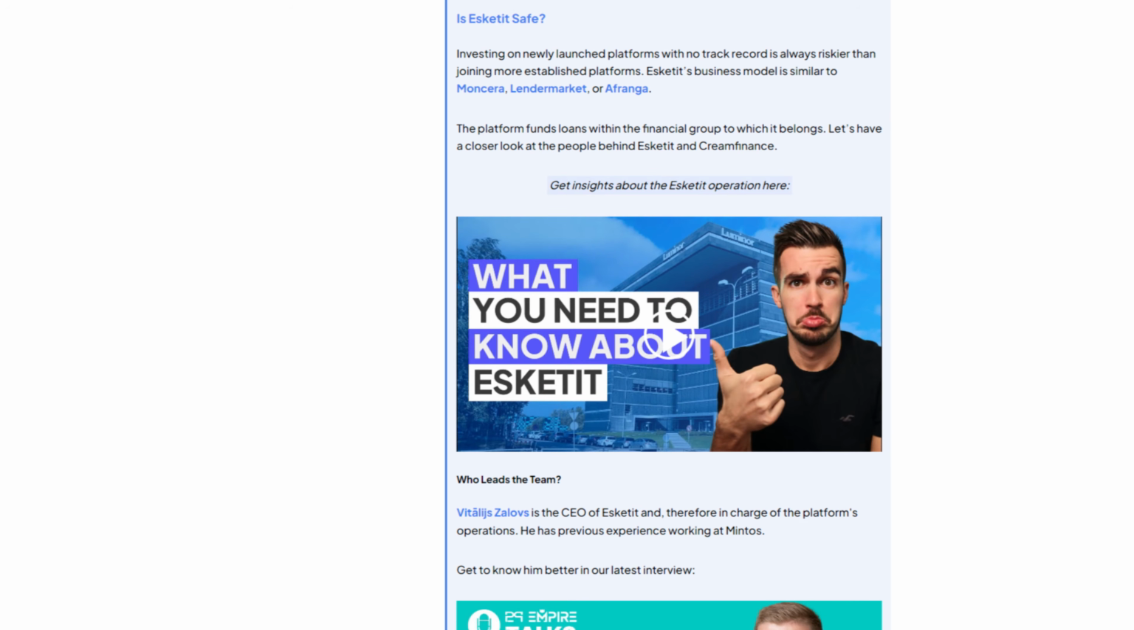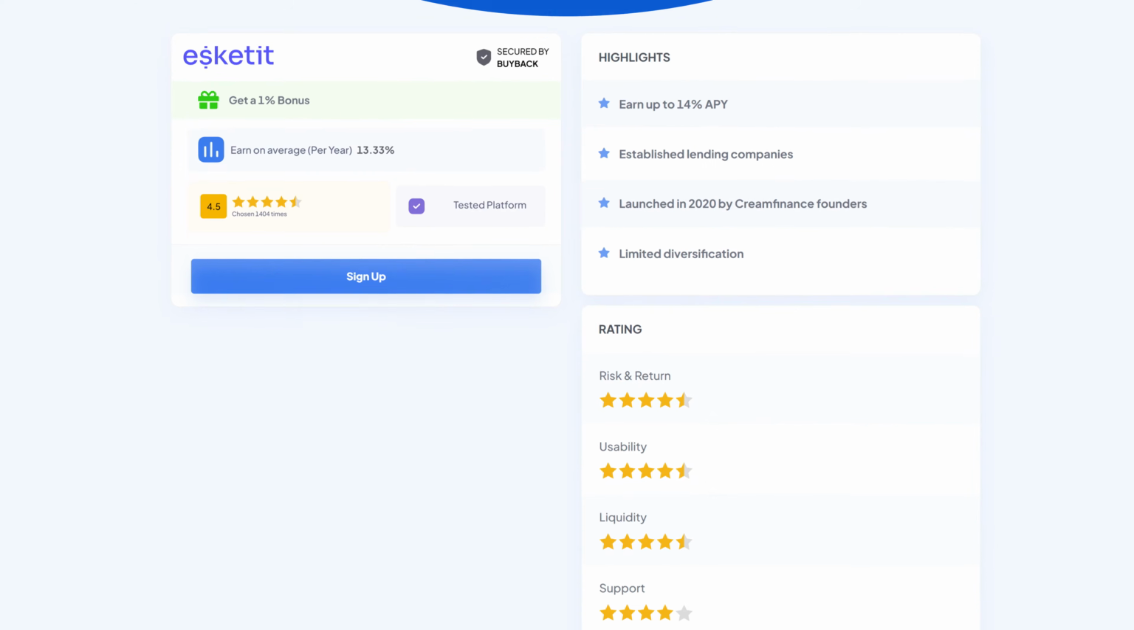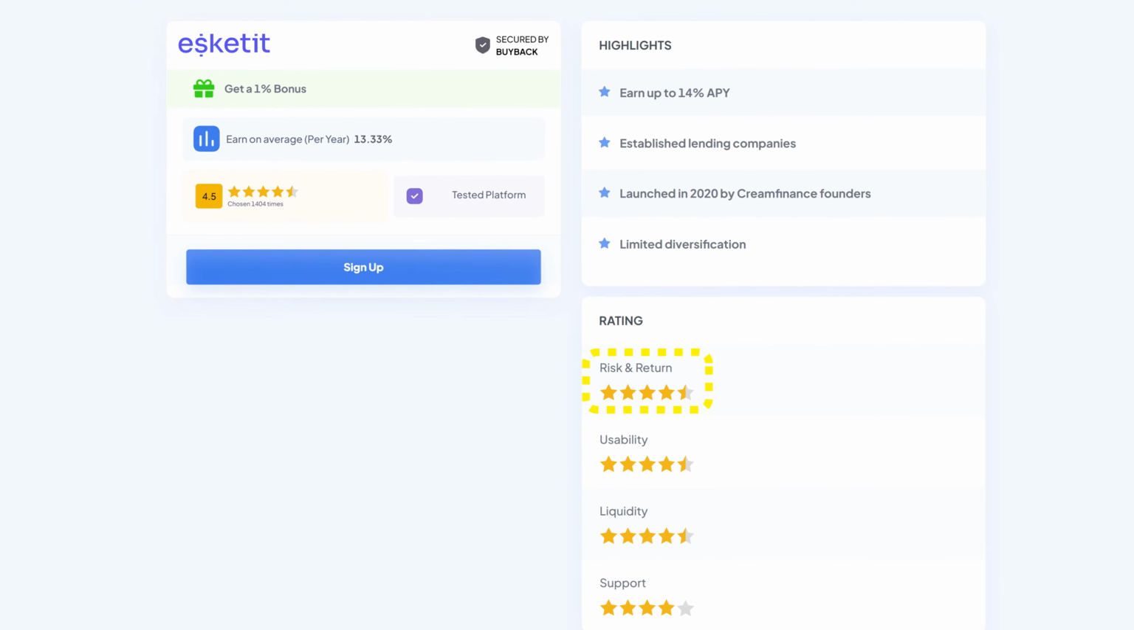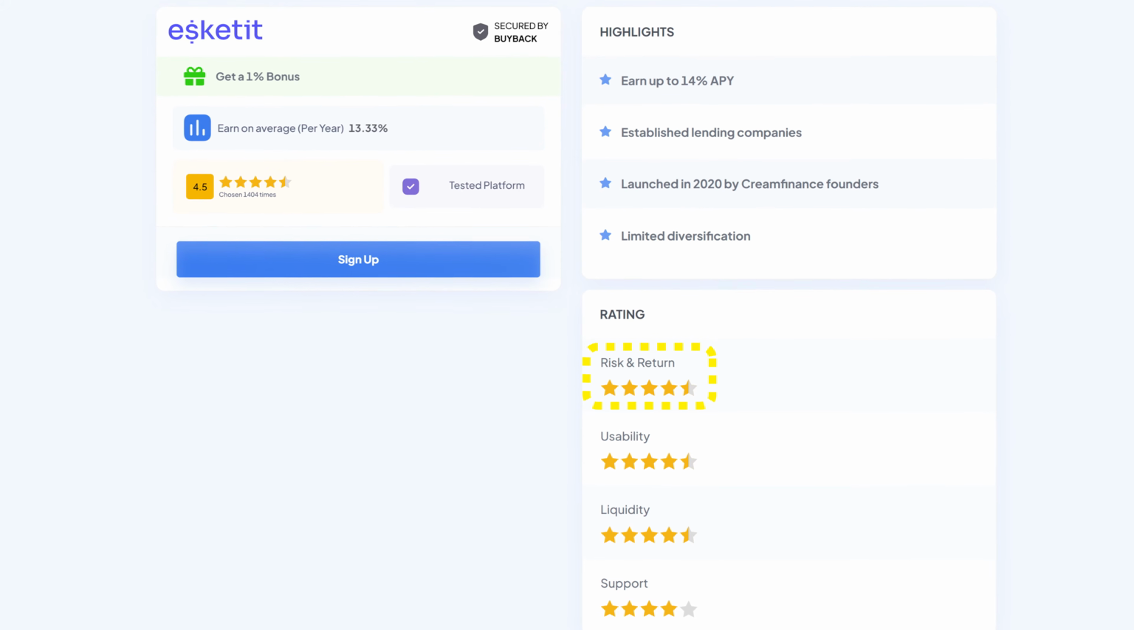The best way to mitigate the platform risk is to know the management and analyze their track record. If the management is shady or incompetent, chances are that all the other risks will materialize at some point. We suggest reviewing the risk and return rating on individual reviews, which is a good benchmark for the risk you take within a specific platform type.